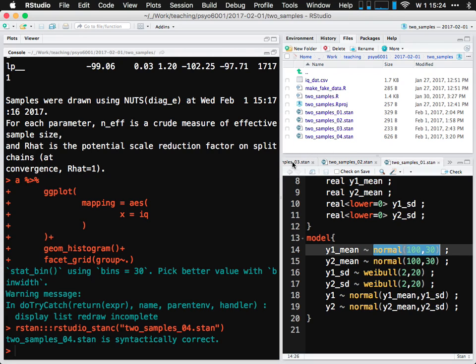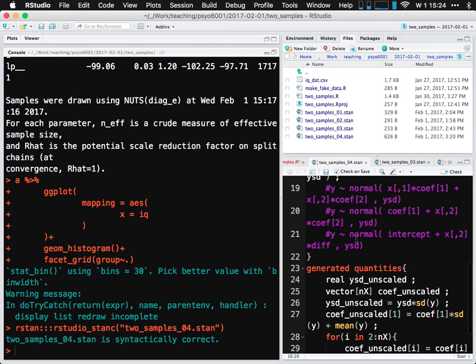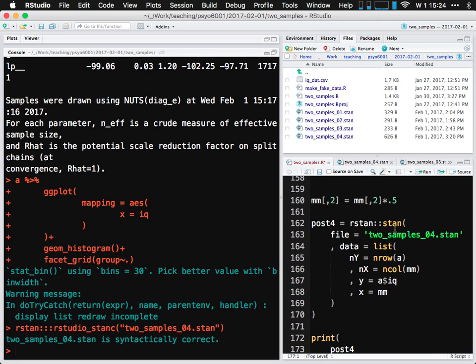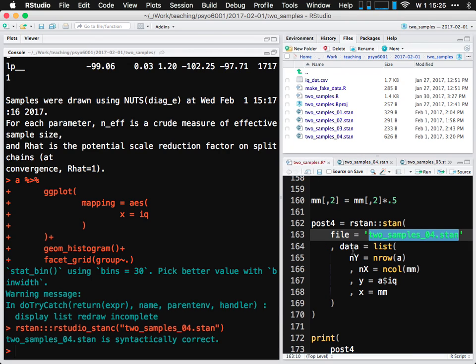Yeah. I guess the last little thing that I want to just show you is that now that we have this thing, this 2samples04.stan, oh, you know what? I think I saved it since the last time, and I'll show you this next time.